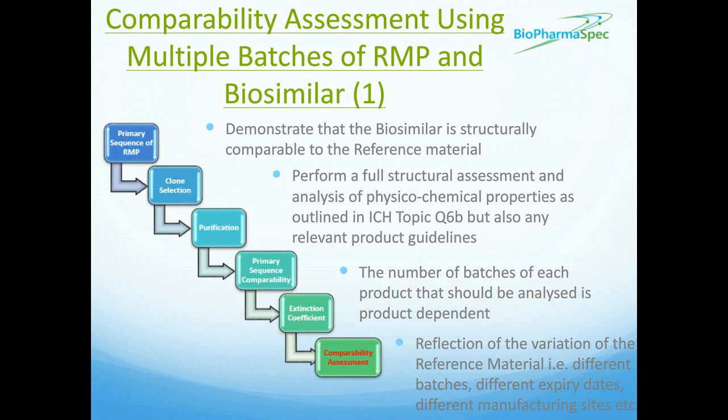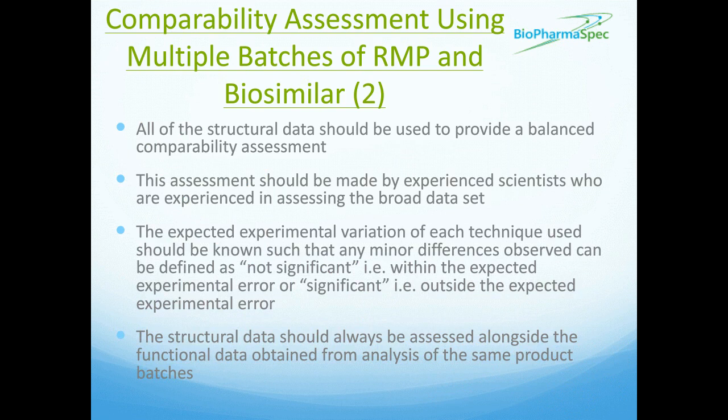This is also where the higher order structure and the comparison comes in. So all this structural, primary and secondary and tertiary data should be used to provide a balanced comparability assessment. You can't analyze just one thing in isolation. You have to try and take everything hand in hand, side by side, and make an understood, defined, clear definition of what's going on. As a result, the assessment needs to be made by a selection of experienced scientists who are experienced in assessing this broad set of data and not just being specific on one or two tests.